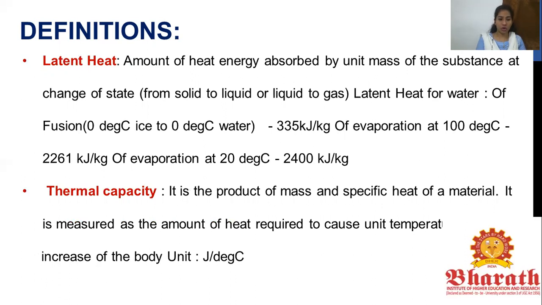So talking about thermal capacity, specific heat we spoke about. Thermal capacity is nothing but the product of the overall mass and the specific heat of a material. Putting the two together gives you the thermal capacity. It is measured as the amount of heat required to cause a unit temperature increase of the body. So the unit is joules per degree centigrade.